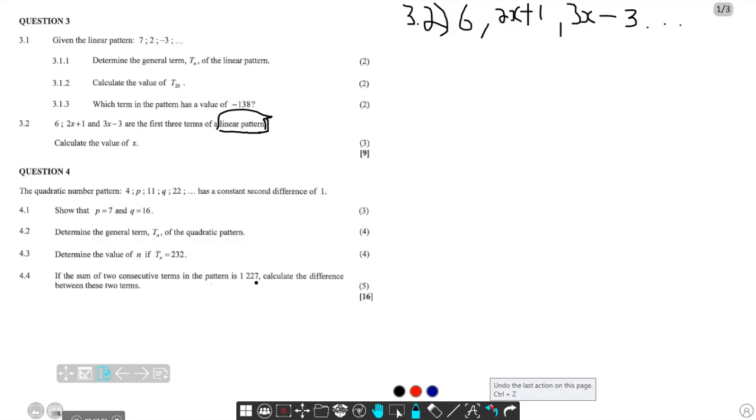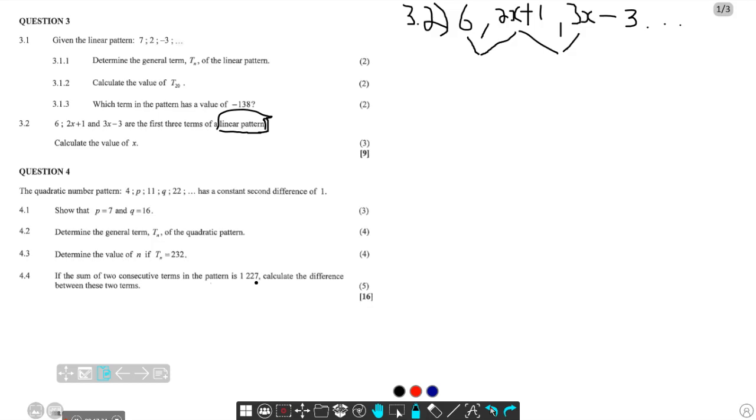So what we're doing, it's still the very same thing. Find your first difference. Then I need to find your first difference. So we're going to try to find our first difference in this case.